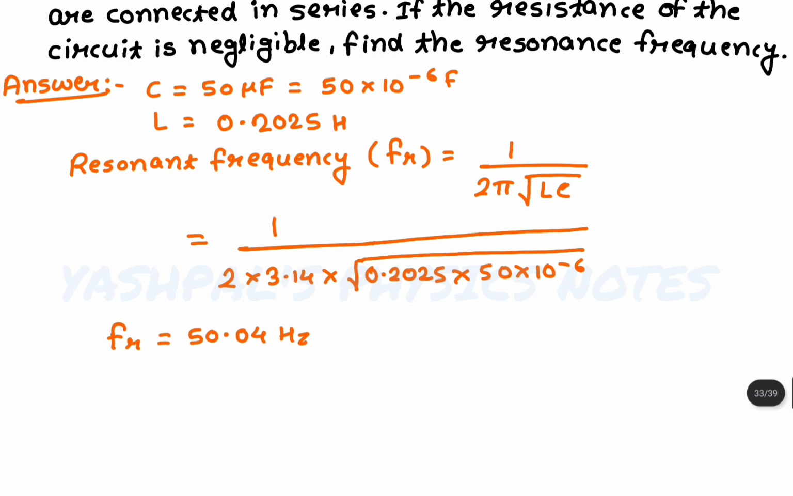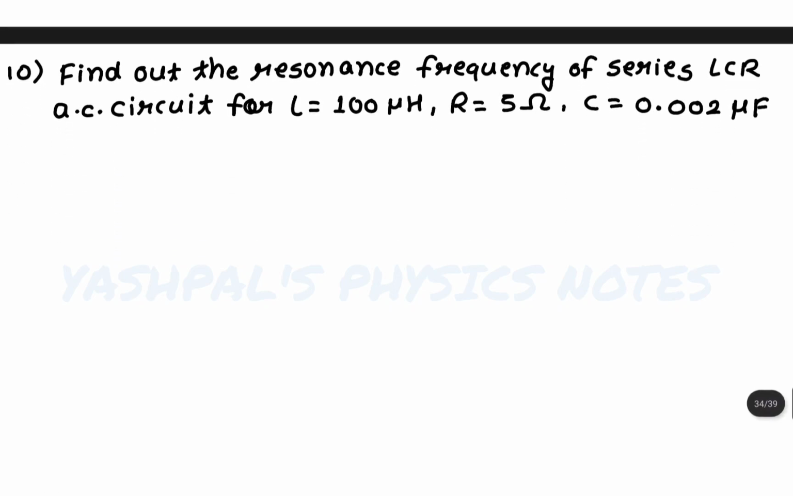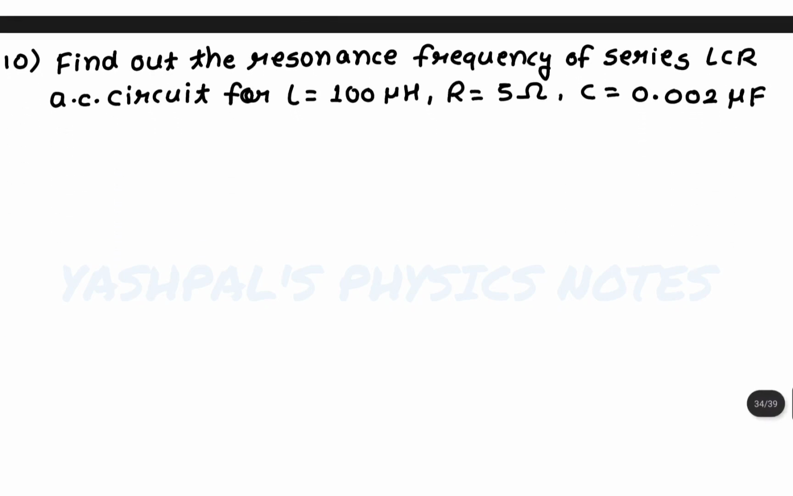These are all the previous year questions asked in Nagpur University exams from summer 16 to winter 19. Next question. Find out the resonance frequency of a series LCR AC circuit for L equal to 100 microhenry, R equal to 5 ohm, C equal to 0.02 microfarad. So this is an LCR circuit. Values of all components are given. So, answer.